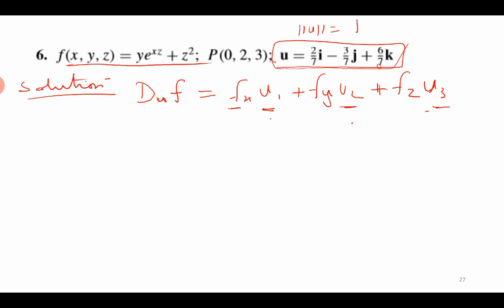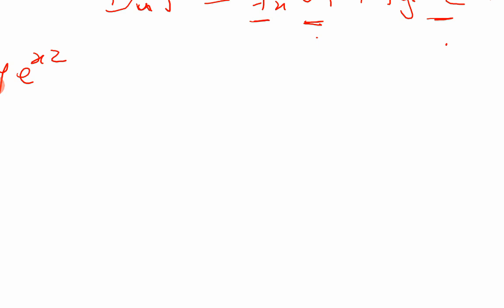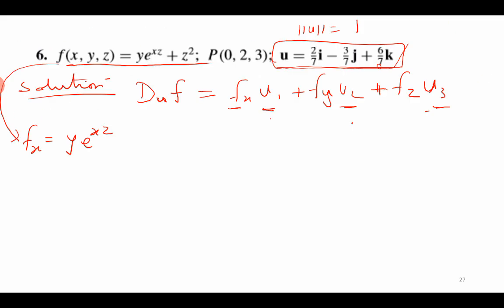Now we are concerned about f_x, f_y, f_z. So differentiate f with respect to x. How do you do it? First term, y is constant, e raised to xz. When you differentiate an exponential, it remains the same, and then differentiate the power. We are differentiating with respect to x, so x will be 1, and there will be z alone. In the second part, z is considered as a constant. So what is the answer for f_x? It is yz e^(xz).